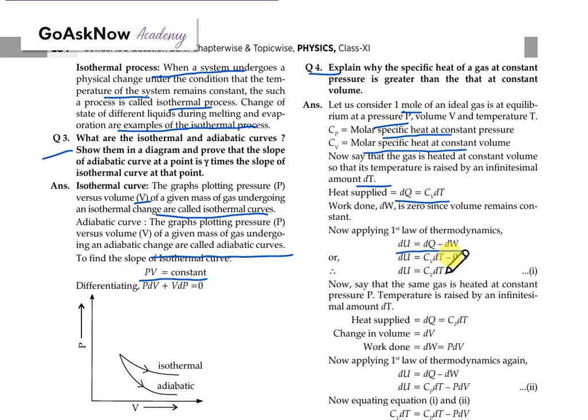dU is equal to Cv dT, and so we get dU is equal to Cv dT. This will be the first equation. Now say the same gas is heated at the constant pressure P. The temperature is raised by an infinitesimal amount.